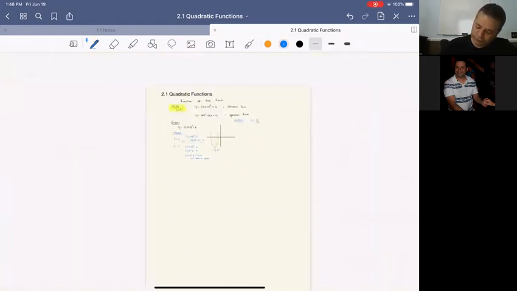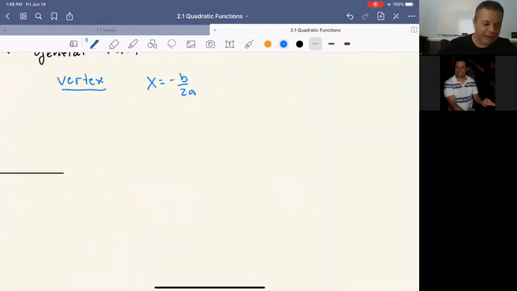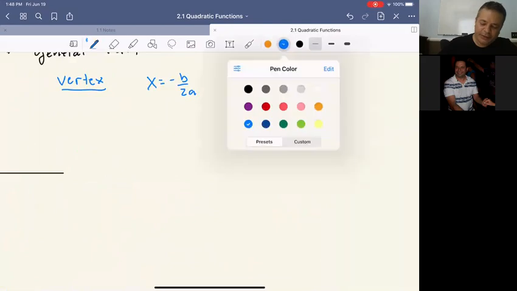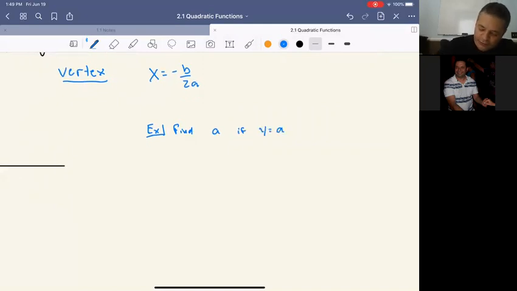Oof, I made those way too small. We'll fix that on the PDF. Next problem: find a if y equals ax squared and the point 3 comma negative 18 is on the graph.